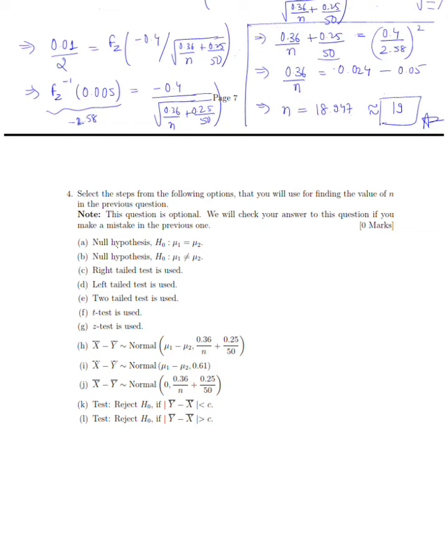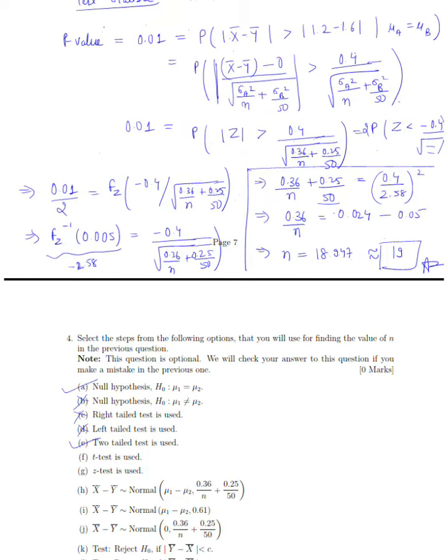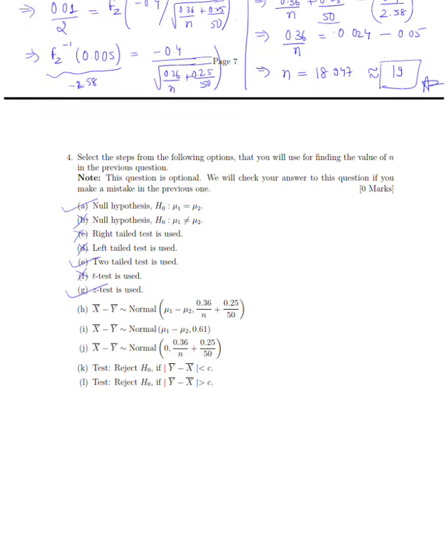So my null hypothesis was mu1 equal mu2. This is wrong. Right tail test, no, we use two tail test, right? So this is wrong, this is wrong, this is right. It was not a t-test, it was a z test, right? Because the population standard deviation was given to us. So this is also wrong. Z test is used, so the option G is correct.